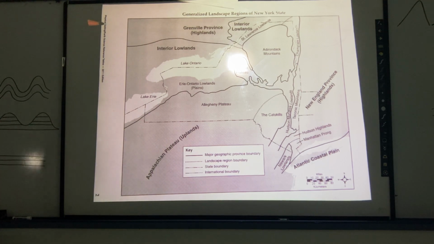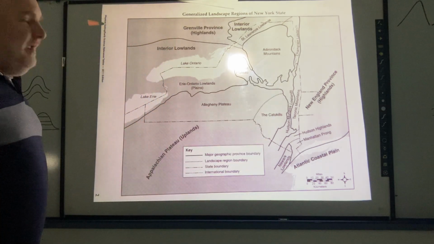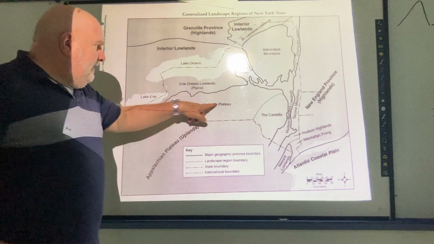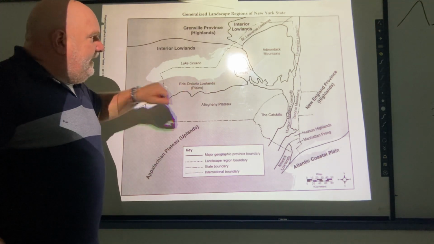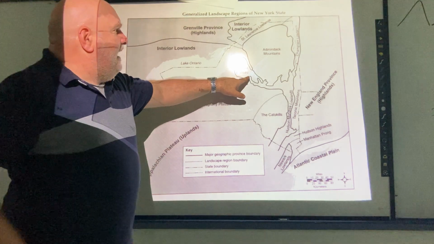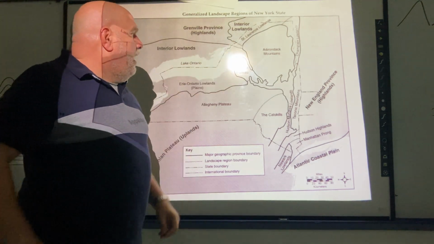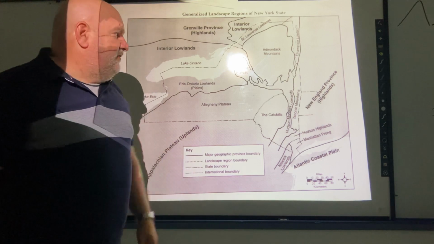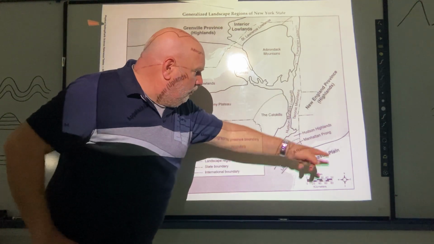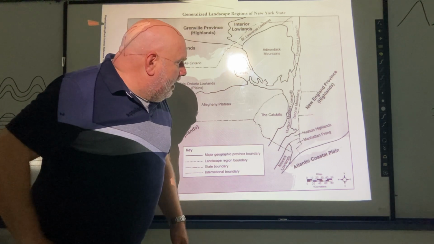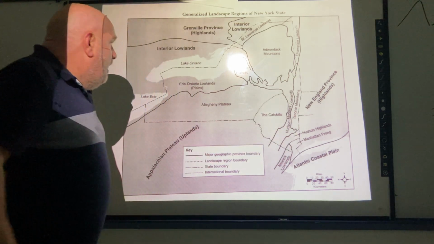All right, so here's New York State. Some of the main landscape regions: you've got the Allegheny Plateau, the Erie-Ontario Lowlands, which is a plain, the Tug Hill Plateau, the Adirondack Mountains, and the St. Lawrence Lowlands. Lowlands and plains are the same thing. Then the Taconic Mountains and the Atlantic Coastal Plain. The Manhattan Prong is part of the Taconic Mountains.